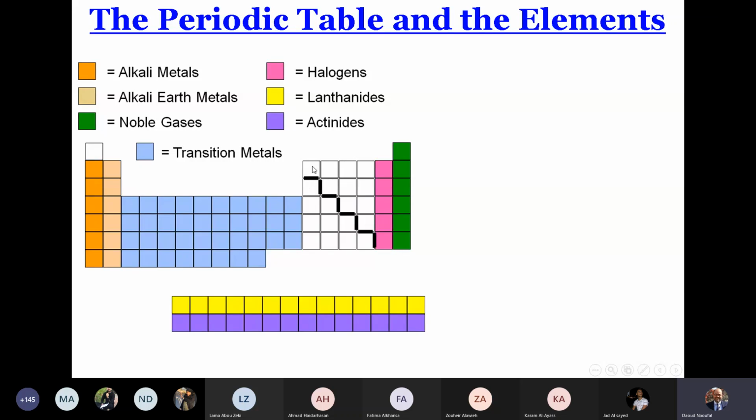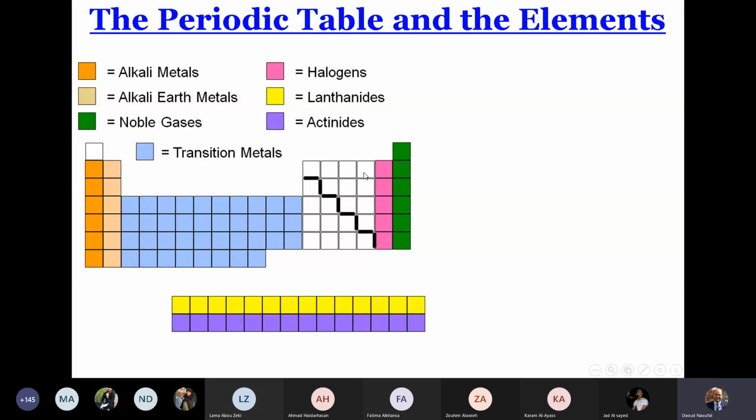Column 13 or group 3, the column that starts by boron. This is the group of boron. Column 14 or group 4 starts by carbon. This is the group of carbon. Column 15 or group 5 starts by nitrogen. This is the group of nitrogen.